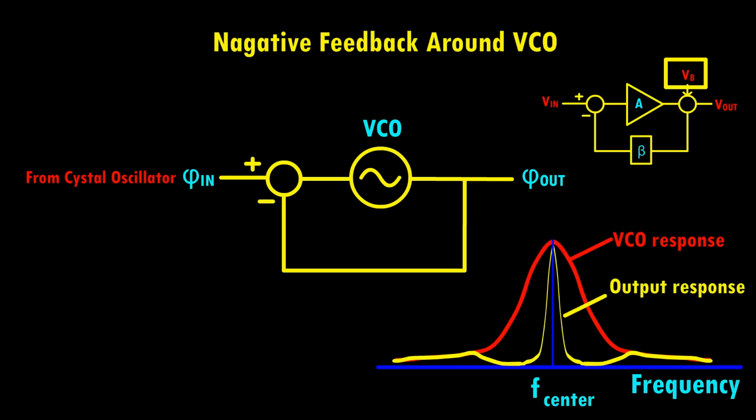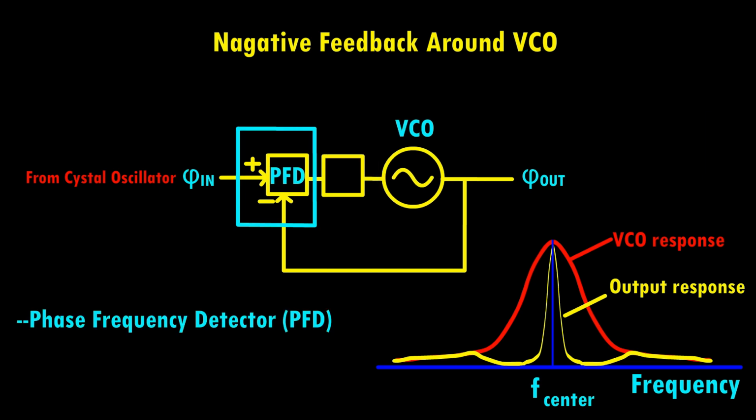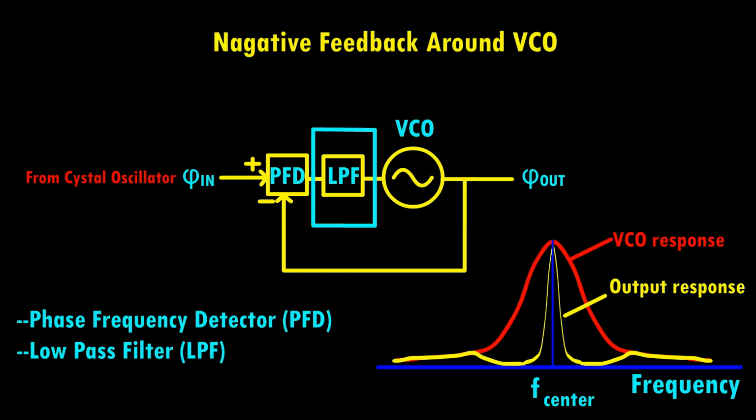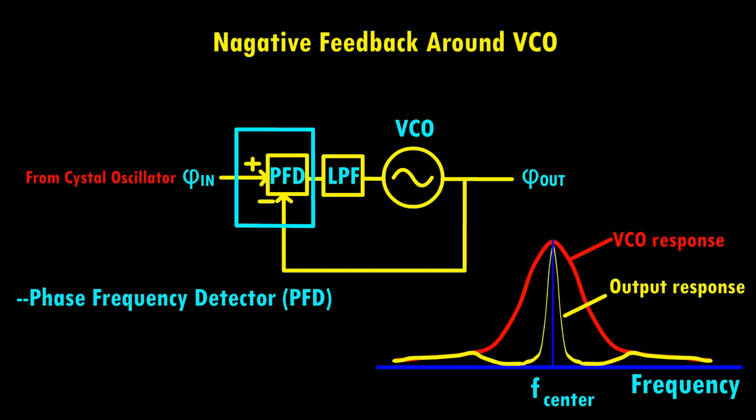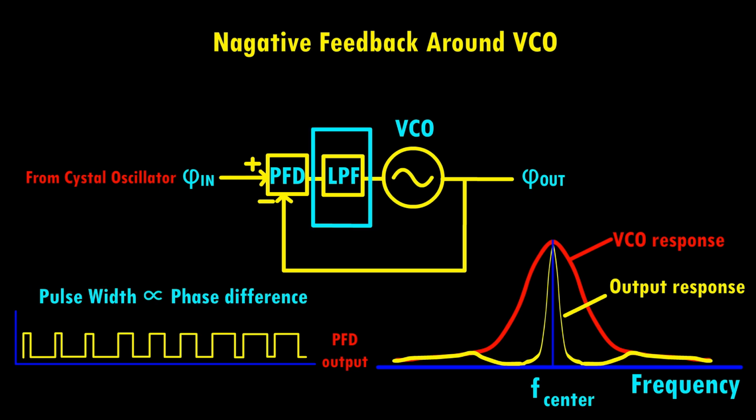To realize this practically, we need a circuit that compares the input and feedback signal phases and generates a proportional DC control voltage. This is accomplished using two blocks, a phase frequency detector and a low-pass filter. The phase frequency detector outputs a pulse width modulated signal where the pulse width is proportional to the phase difference. The low-pass filter then filters this to obtain a DC voltage that controls the VCO.